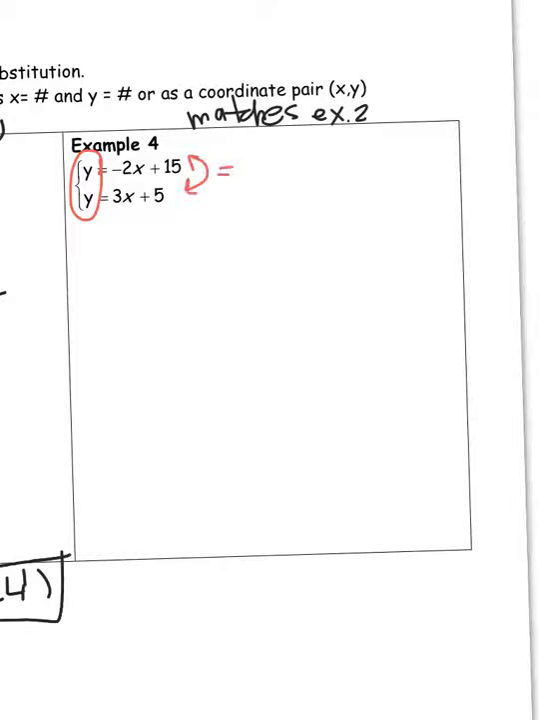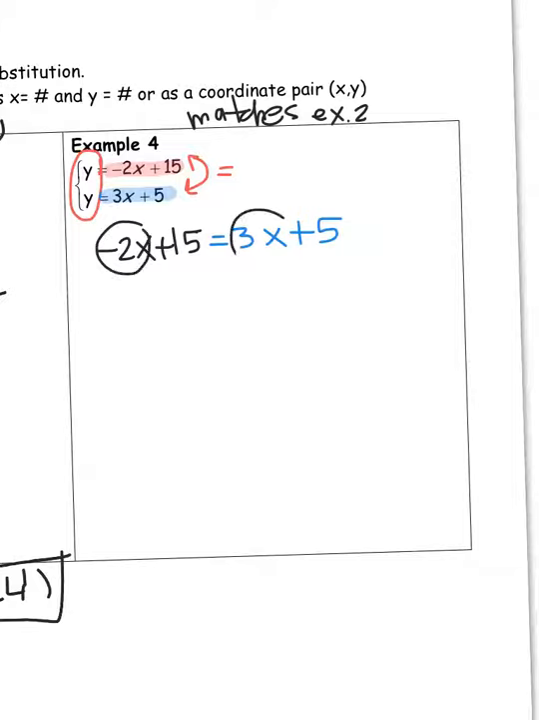So my equation is going to be negative 2x plus 15, because look, that is what's highlighted in red up here. And then the other equation I'll highlight in blue, and I'm going to put that here, equals 3x plus 5. All right, now let's solve this.